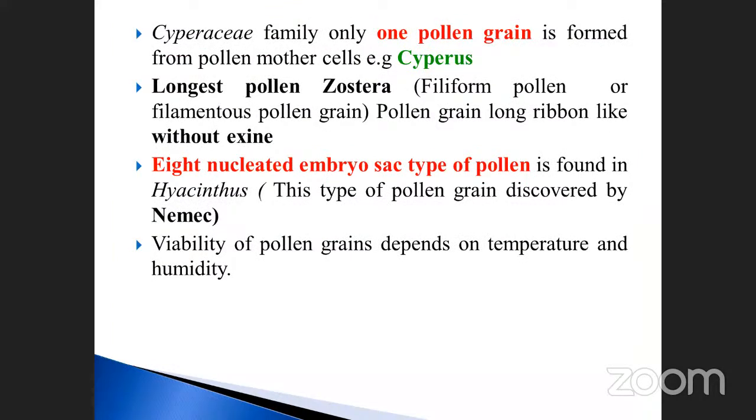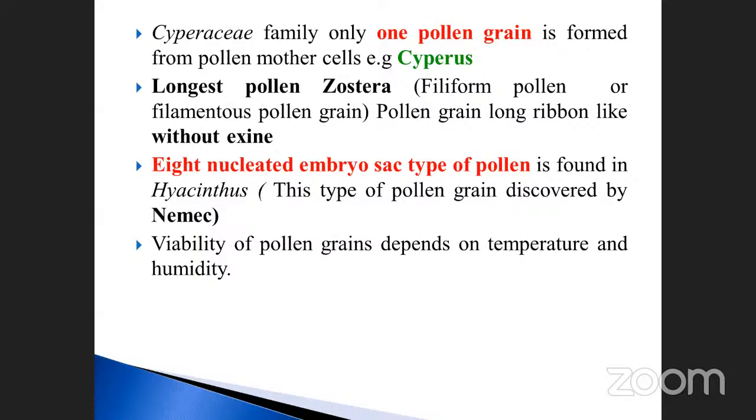See, in the Cyperaceae family, already we discussed, only one pollen grain is formed from the pollen mother cell. Which one is the longest pollen grain? Most of the time they ask this question. The longest pollen grain is present in Zostera, the plant. It is also called piliform pollen or filamentous pollen grain because it is the longest one. Because it is the longest pollen, the filament is very long in nature. That's why it is called a filamentous pollen grain.